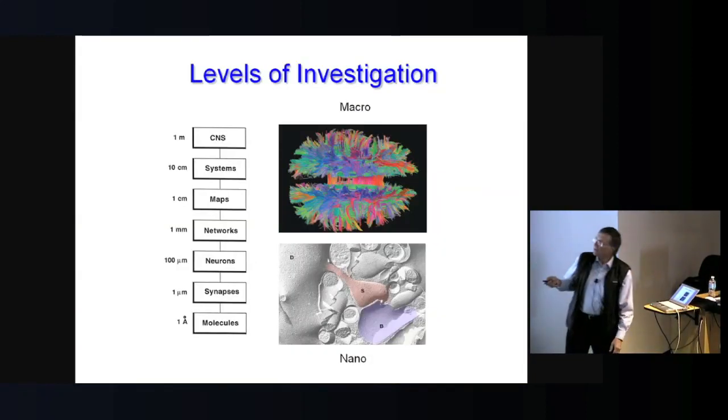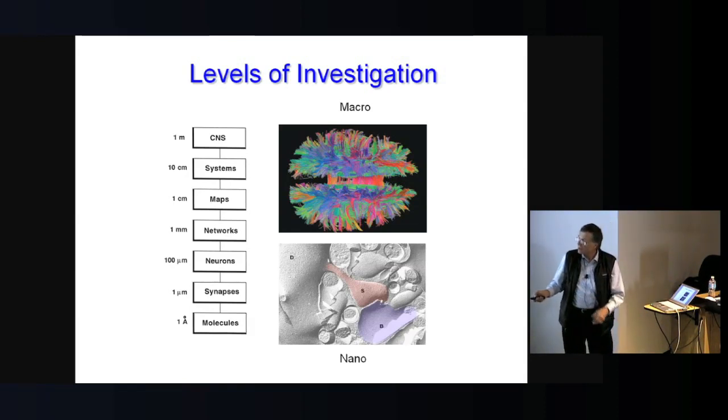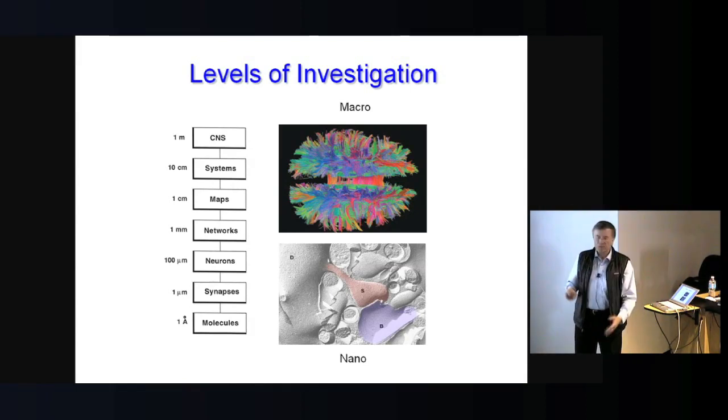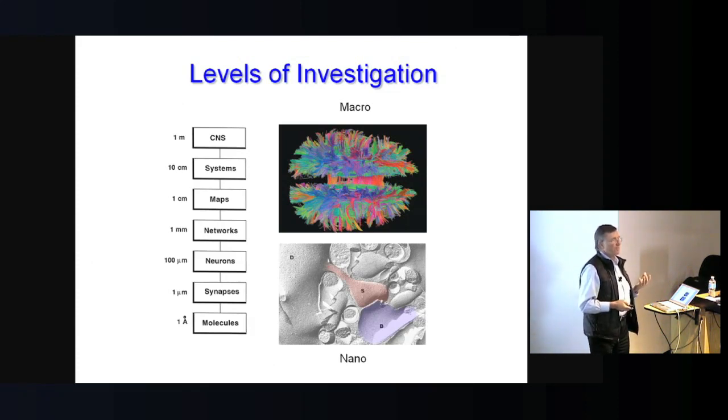Now, if you look at the different levels that you can study the brain at, all the way from the molecular level at the very bottom here, all the way to the central nervous system where behavior is generated, there are 11 orders of spatial magnitude. It's an enormously multi-scale problem that we're dealing with. And there's interesting structure at each one of these levels.